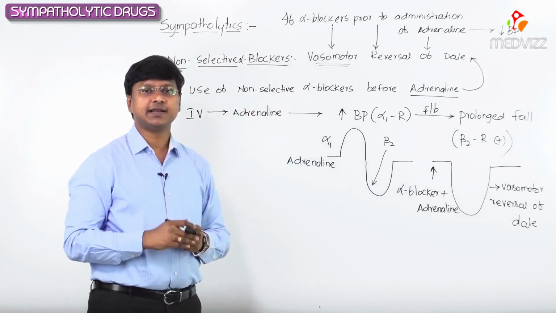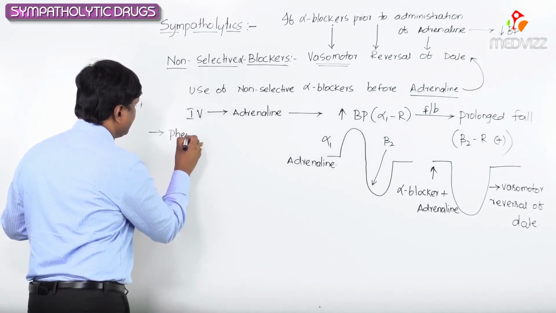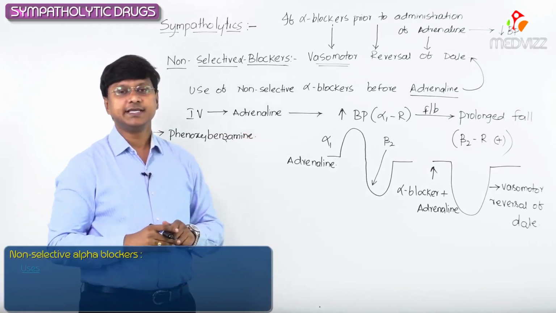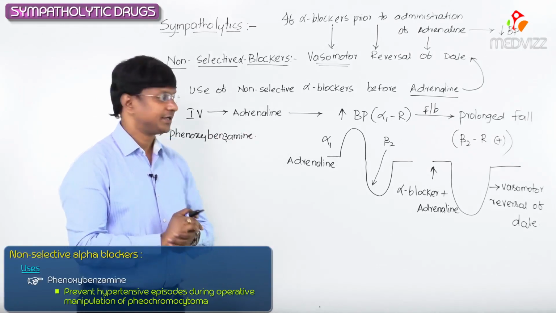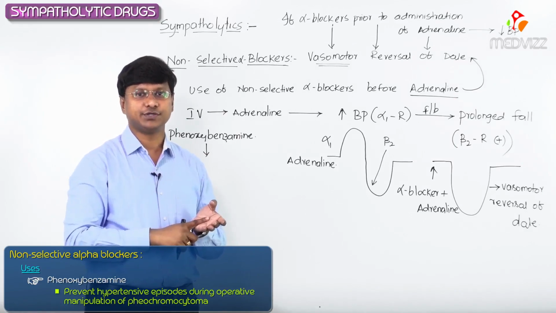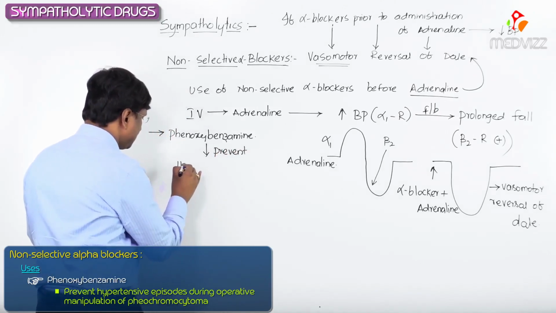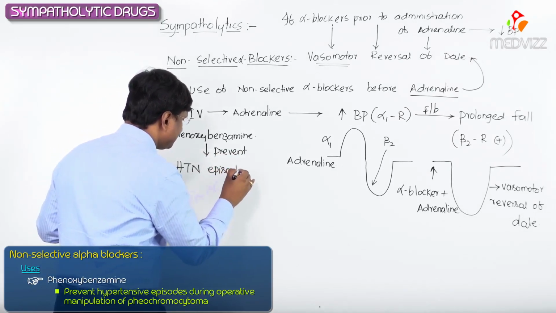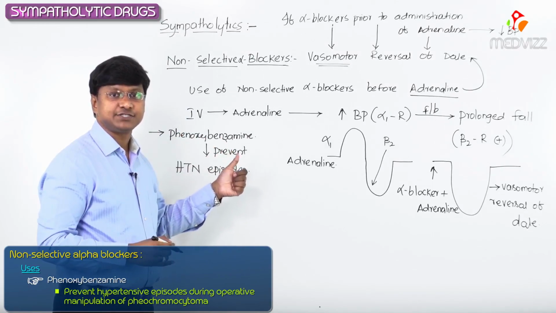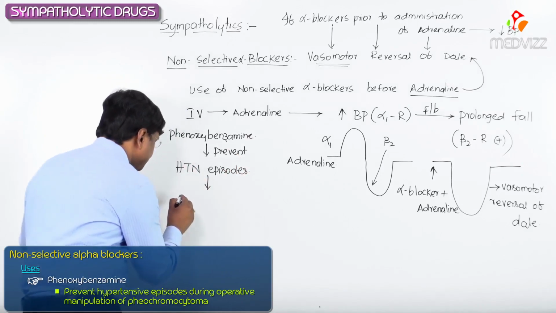Now let me tell you the clinical uses of these non-selective alpha blockers. You take phenoxybenzamine. Where is this phenoxybenzamine used? Remember, this particular phenoxybenzamine, which is a non-selective blocker, is used to prevent the hypertensive episodes during operative manipulation of the tumor in pheochromocytoma, right?